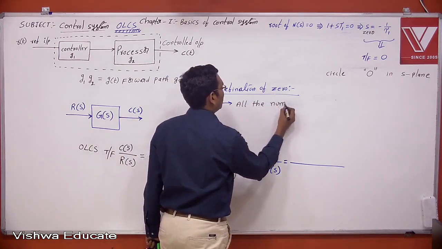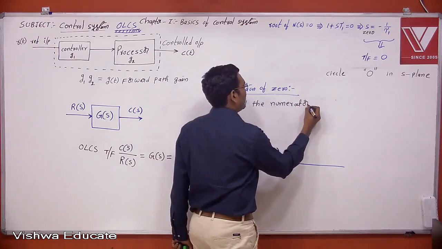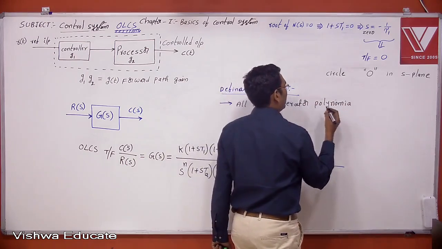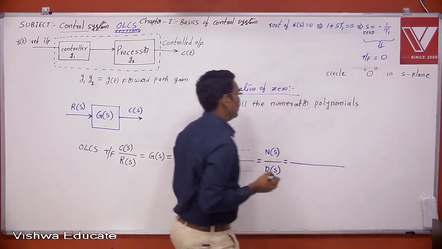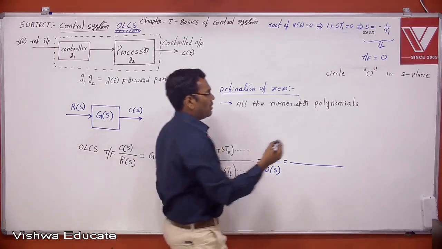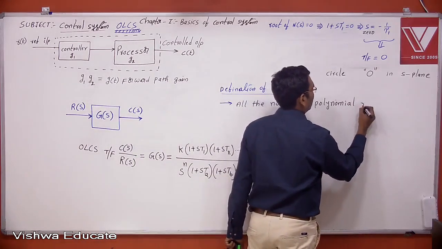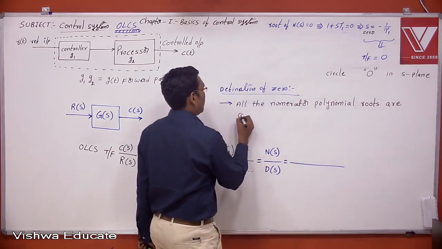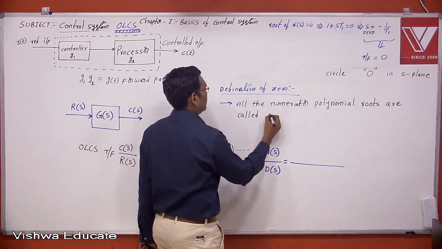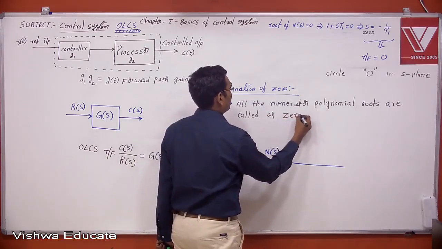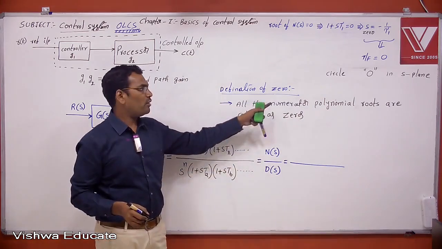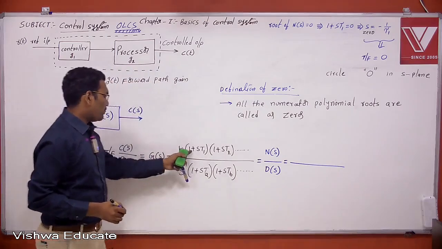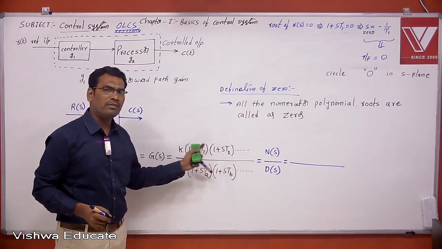The simple definition: all the numerator polynomial roots are called zeros. Am I right or not? Therefore, these are the numerator polynomial roots, and these are called zeros.